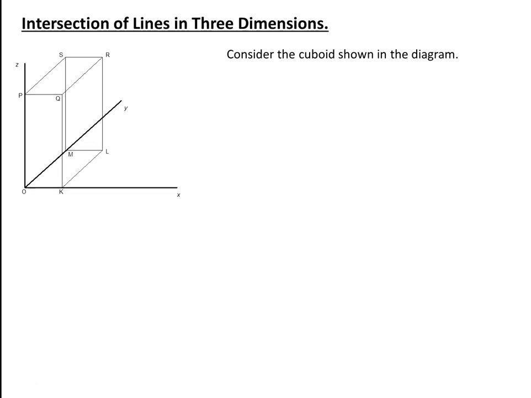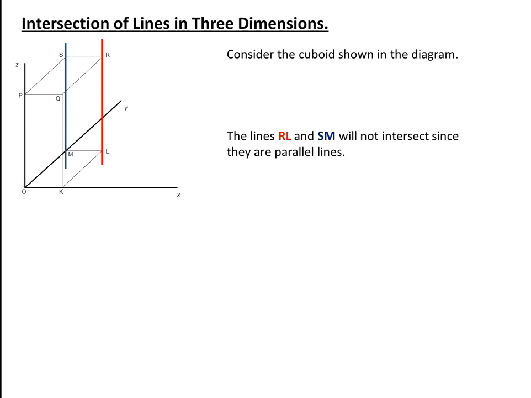Now we need to consider the intersection of lines in 3 dimensions. So let's imagine that we've got a cuboid as shown in the diagram, and we consider 1 or 2 lines formed by edges of that cuboid. So if we have the lines RS and LR, they clearly intersect at the point R. If, on the other hand, we have the lines RL and SM, they won't intersect because they're parallel lines.